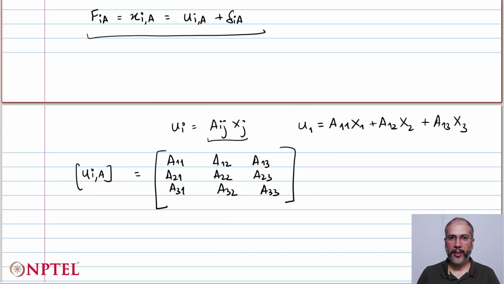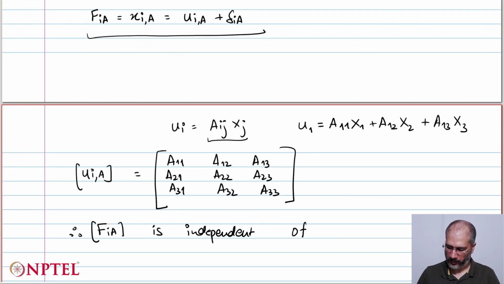And since the A's do not depend on the capital X's, this means that F_iA is independent of X's, which means that this is a homogeneous deformation. So that completes part A.